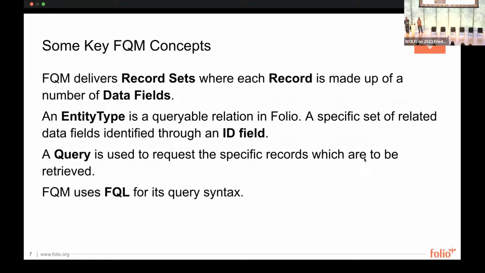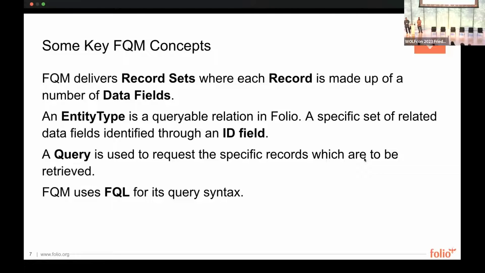So let's talk about some key concepts in FQM before we go too far down the technology stack. FQM deals with record sets, where each record is made of data fields. This is your standard database lingo. We have another term here, which I'm not sure will stick, but for now it's called the entity type, which is essentially the way to define a queryable relation within FOLIO. In other words, you can compose a request for a set of data that returns a number of data fields. These data fields may come from different sources, and we refer to that answer as an entity type.